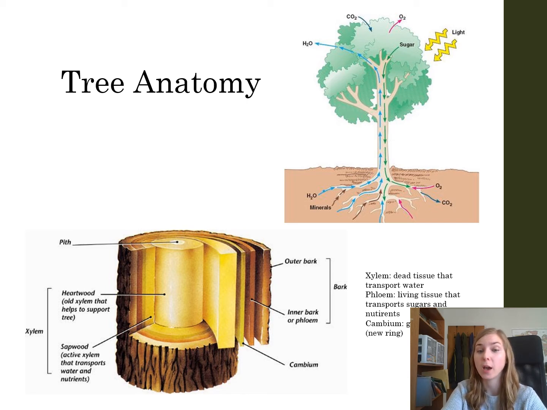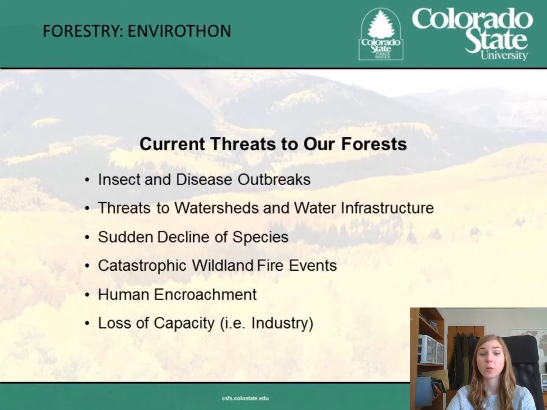We have a number of different threats to our forest here in Colorado. A big one is insect and disease outbreak. We have a lot of beetle kill. We have threats to our watershed and the loss of that ability to protect our water quality. And we're also having more wildfires, stronger and hotter forest fires, and some encroachment of humans, so more cabins being built in the forest and cutting down to create larger towns.